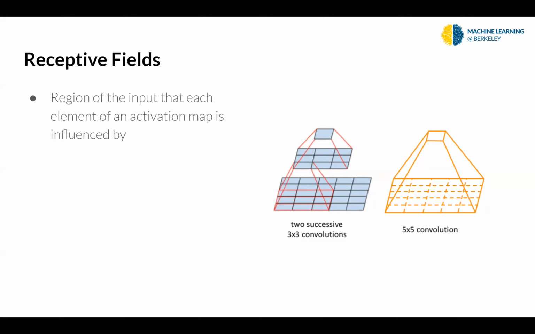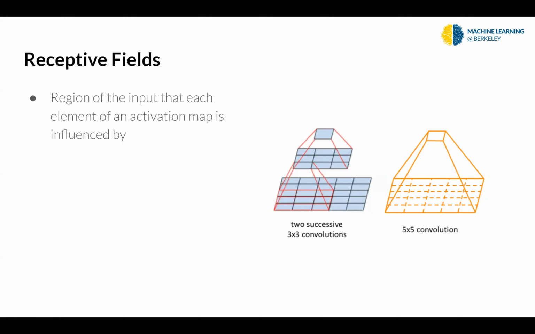So, for example, we take a 5 by 5 image, and then we apply a 3 by 3 convolution on it. Then we get a new 3 by 3 layer, and then we apply another 3 by 3 convolution on that. We end up with one cell. At the same time, we can also do just one single 5 by 5 convolution, right? And that also results in just one cell, right?